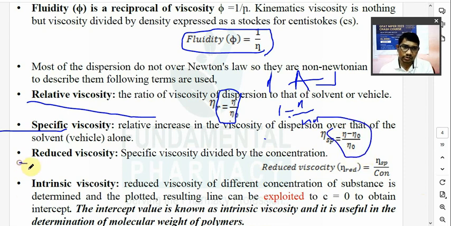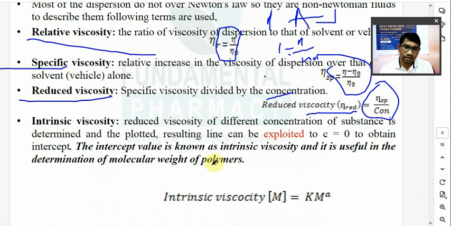Now reduced viscosity means specific viscosity divided by the concentration. So reduced viscosity is equal to specific viscosity divided by concentration. A question comes on this: what is the relative viscosity, what is the specific viscosity, what is the reduced viscosity. Now another one is known as the intrinsic viscosity.